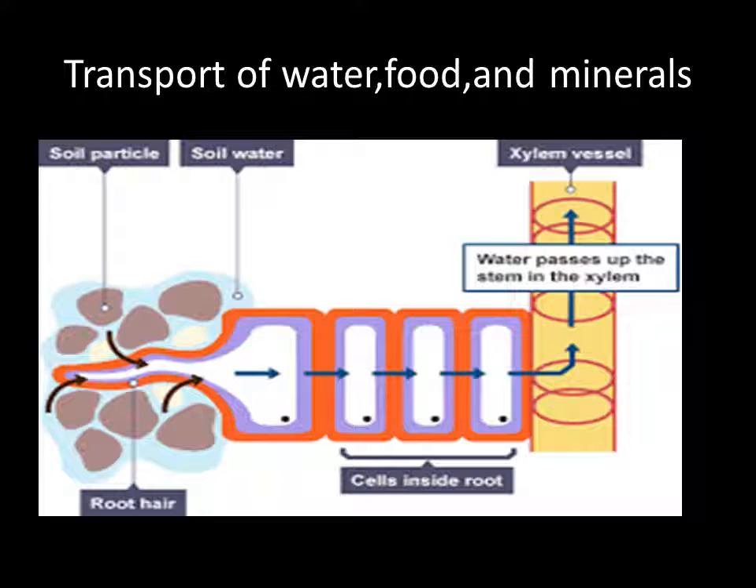It is very easy to remember that root hairs pass water to the xylem and water passes upwards with the help of transpiration. Then this is called transpiration pull, and what is sap? Ascent of sap, and translocation.